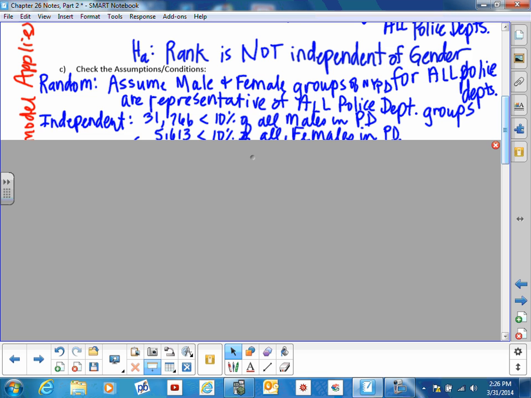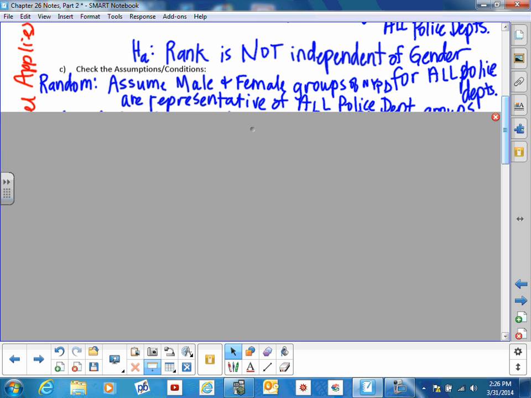So here, my first one for the random condition is that I'm going to assume that my male and female groups of the New York Police Department are representative of the male and female groups for all police departments. Since that's what I'm intending on generalizing to, I'm having to go with that: the New York Police Department male-female groups are representative of all police department male-female groups. Okay. So when you do independent, how's that going to look? Less than 10% are going to be for what groups?